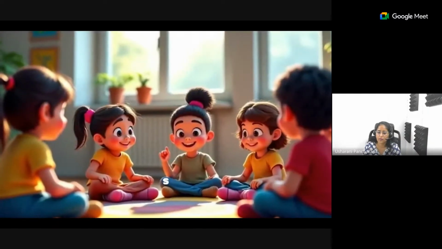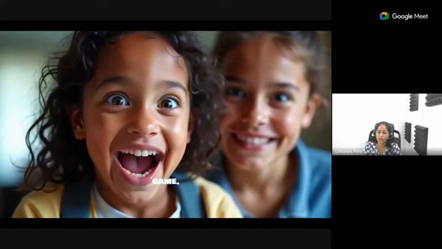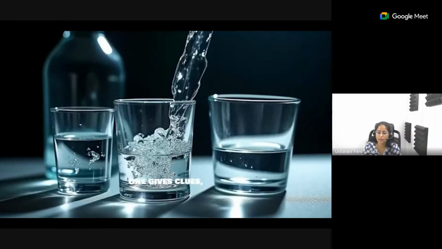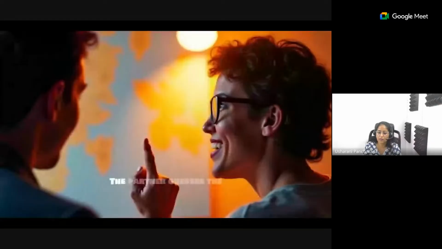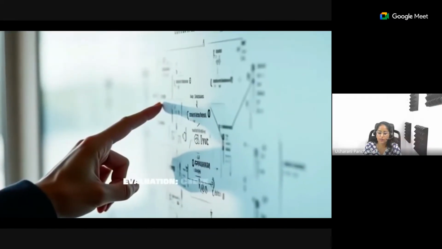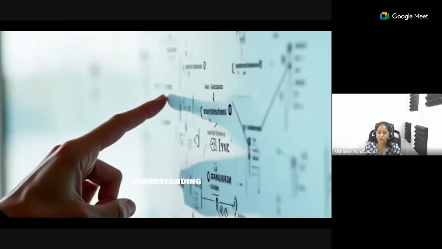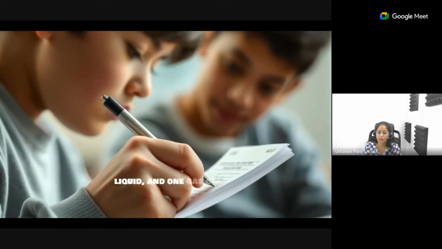S. Socialization. Learn through talk. Air students for a guessing game. One gives clues, like it flows but takes the shape of its container. The partner guesses the state. E. Evaluation. Check understanding. Give a short 3-question quiz. Then ask students to list 1 solid, 1 liquid, and 1 gas on an exit slip.